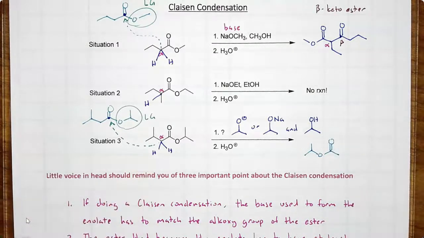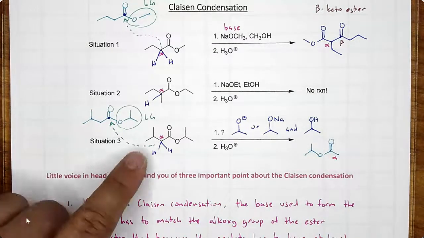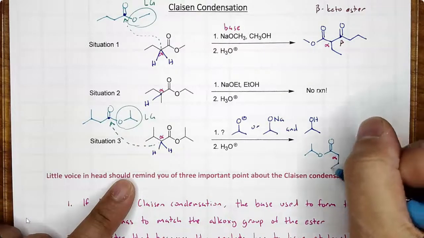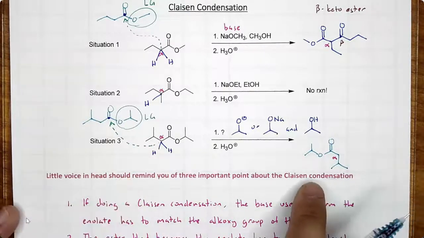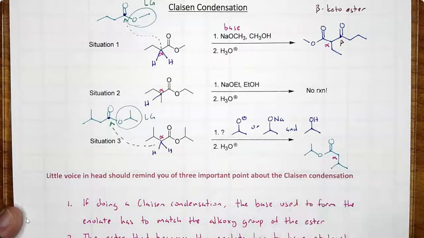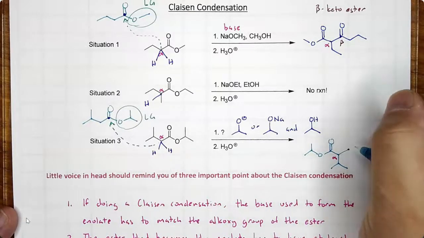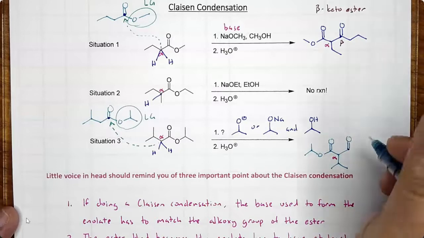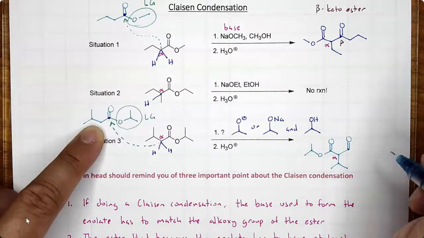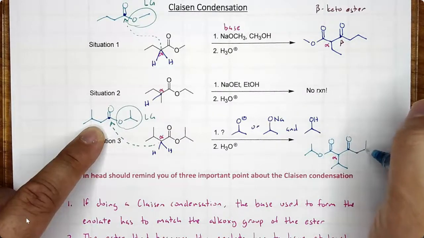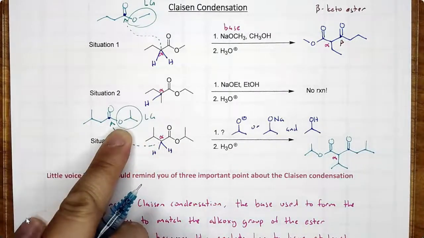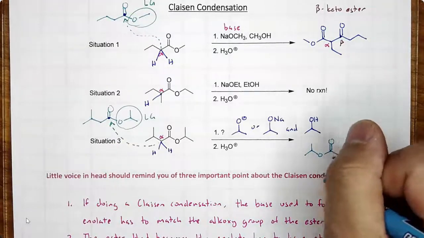There's my alpha, and that alpha is connected to this isopropyl group. I have the right number of carbons. That is connected to the dot. The dot keeps its carbonyl. It keeps the group on the left, but it loses its alkoxy group. That is your product.